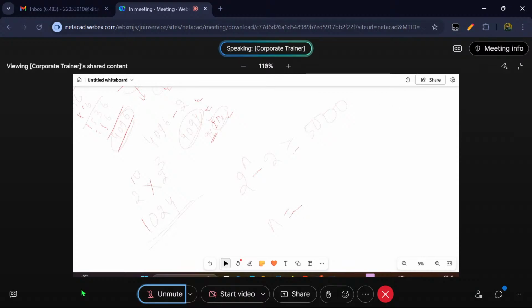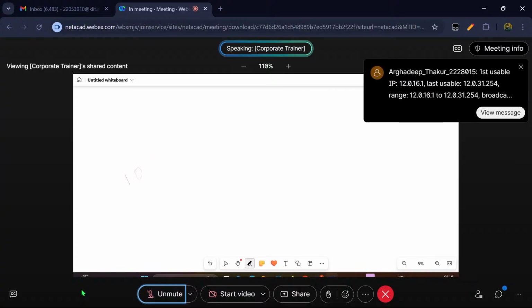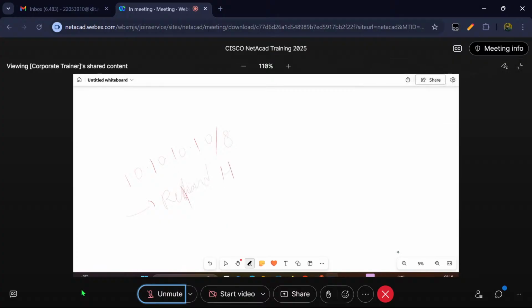I will give you two questions, just write them down and include them in the previous one. Write the question like 10.10.10.10/8. Required hosts equal to 5000, because this is a Class A network, so you can configure more hosts in it.